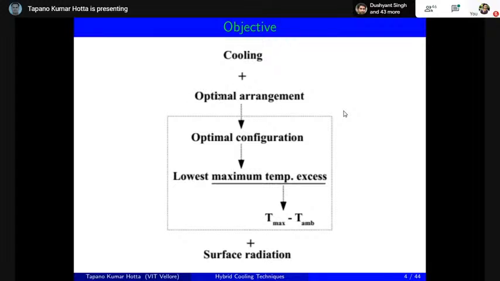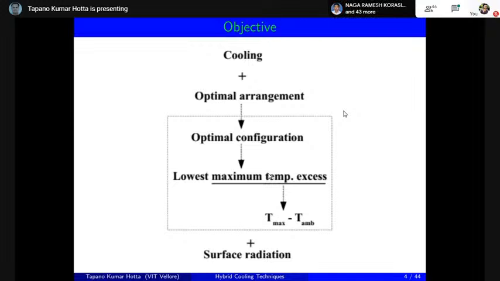Now, once you arrange these elements, several arrangements are possible. But out of the several arrangements, you need to identify the optimal configuration. Now, how do you decide the optimal configuration? There is a technique, which we'll discuss in our subsequent slides. But when you talk about optimal configuration, you just need to control the maximum temperature excess. That means when you go for a particular arrangement of the elements, you go for either experimentation or numerical simulation. You try to find out the temperature of each individual element, and find out the maximum temperature of that configuration.